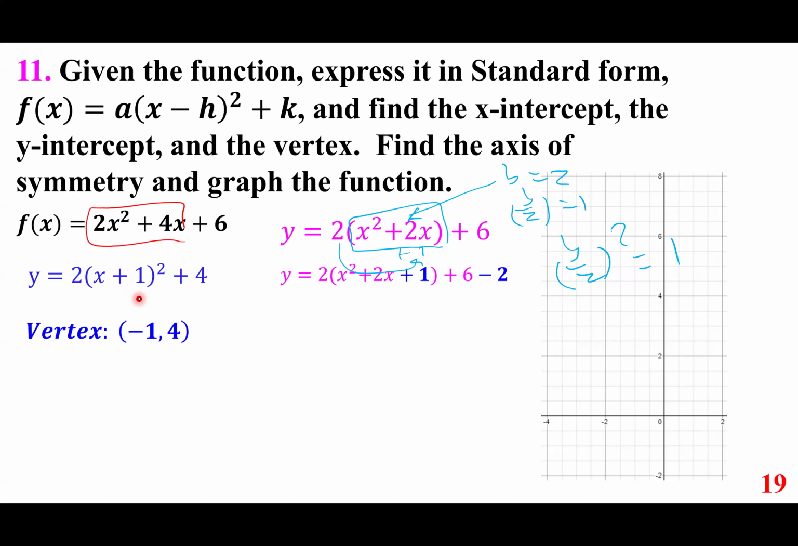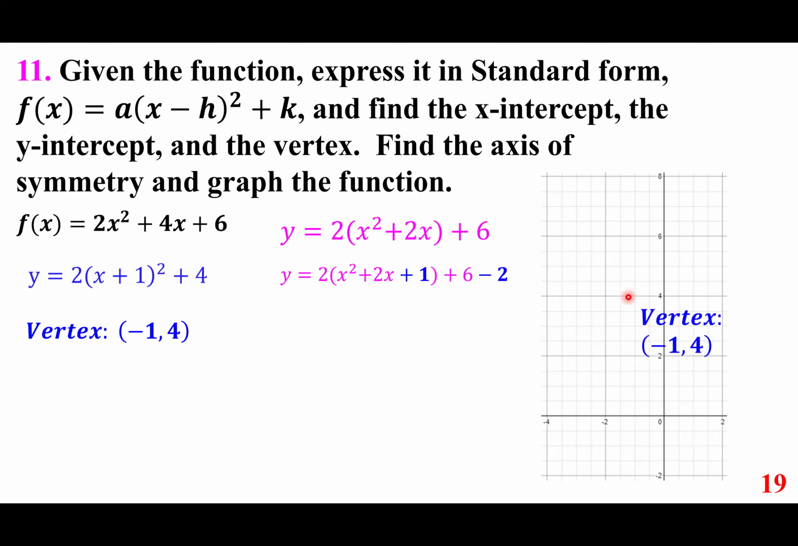So if the vertex is at negative 1, so it's negative 2, negative 1, and then 4, it's there somewhere. A is 2, it opens up. And look at the vertex. If we have the vertex here and it opens up, we can't have any x-intercepts.